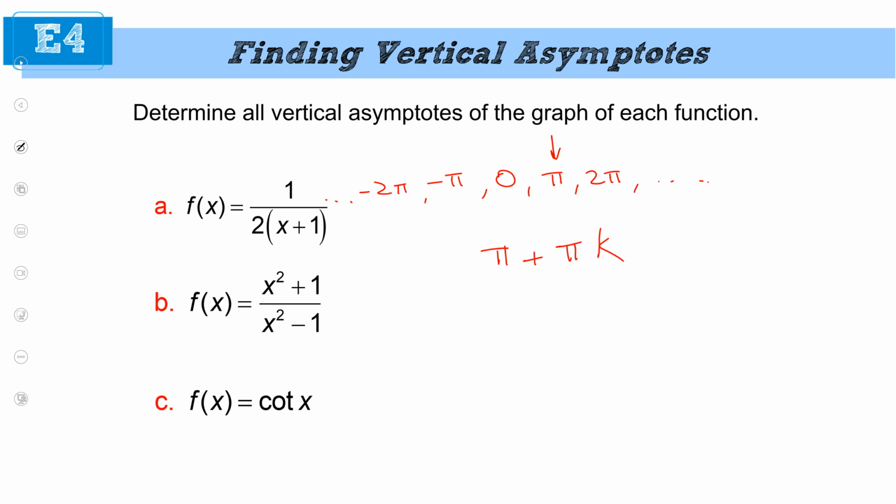So k can't be like 0.2 or something? No. Okay, good. K must be an integer. I'll write that down. So could you write the asymptote as x equals pi plus pi k? May, just write x equals pi k.